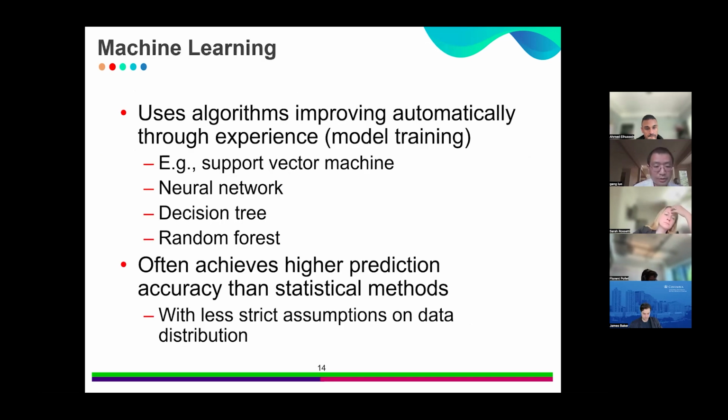We use a machine learning approach. Machine learning is a hot topic these days. It uses algorithms that can automatically improve through experience or the model training process. Typical machine learning models include support vector machine and neural network. The model name for a neural network with multiple layers is deep learning. We have decision tree. We can also have multiple decision trees doing voting together. This is called random forest. Compared to traditional statistical methods, machine learning methods often achieve higher prediction accuracy by putting less strict assumptions on data distribution.